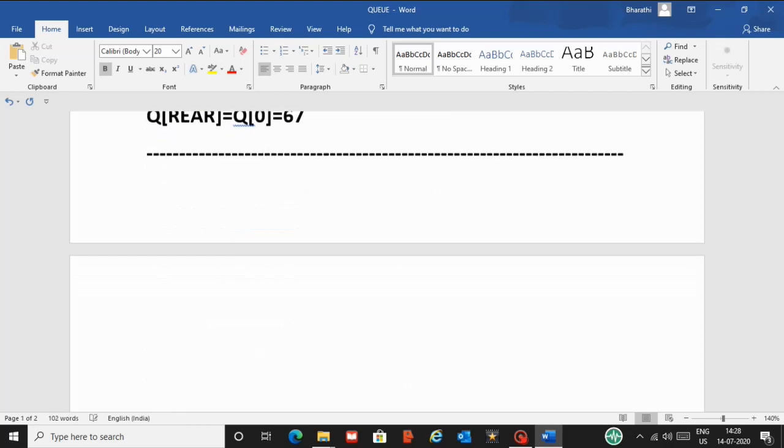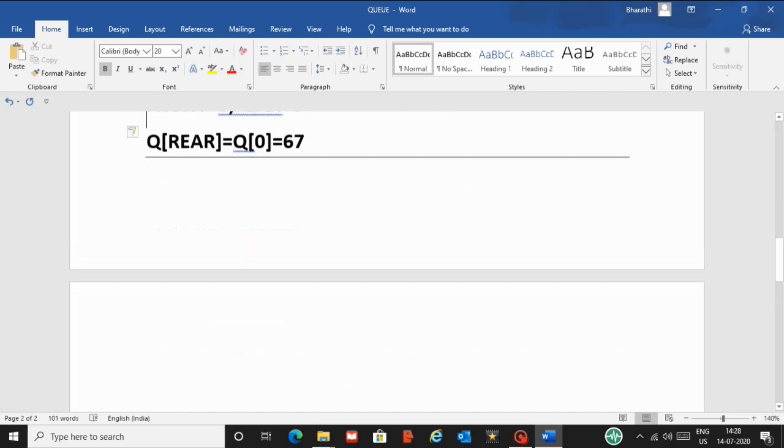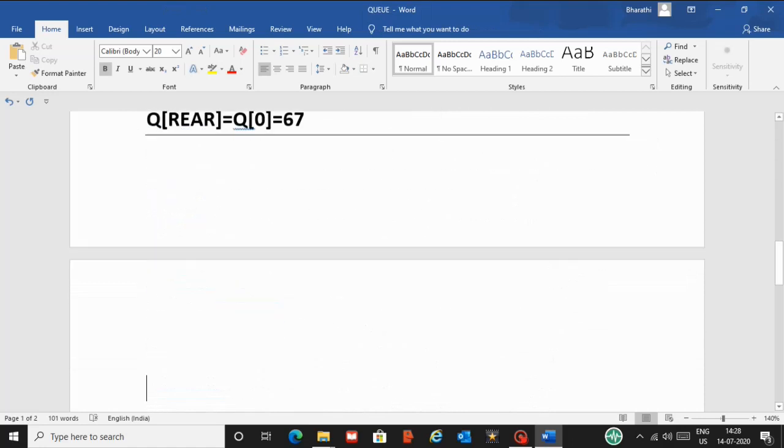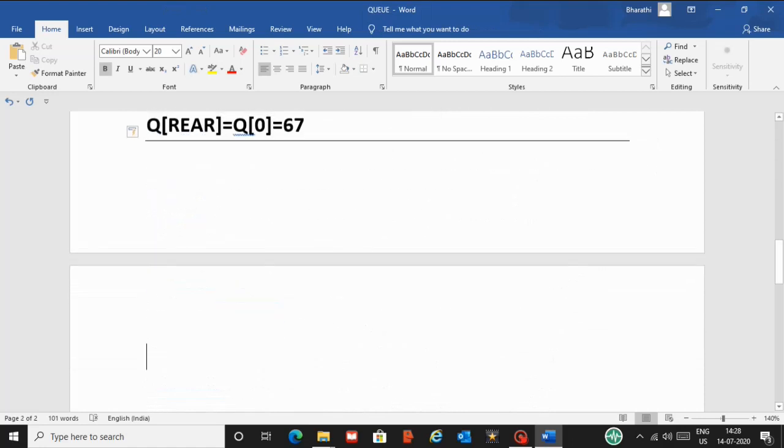Now let me perform one more insert operation. So now I have front and rear pointing to Q of 0 and I have inserted the value 67 in that. Now I want to insert one more value here. How do I do that? NQ, for example, 88. I want to insert 88 into the list. First I have to check for the overflow condition, whether there is any place in the queue or not.